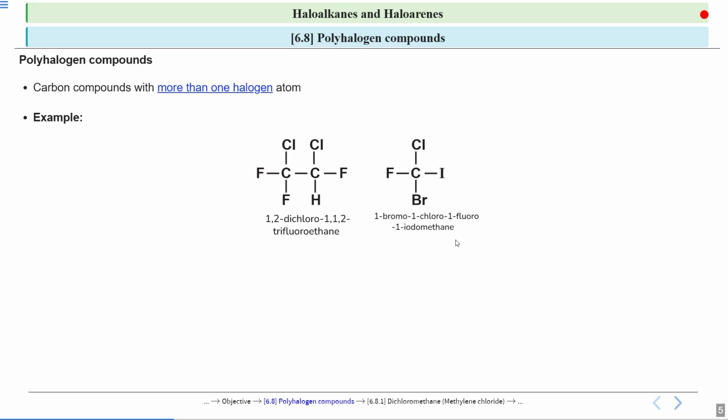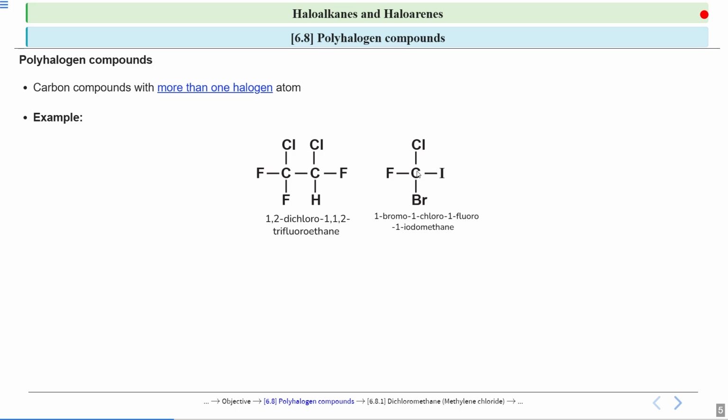The name is as per IUPAC nomenclature, and the names of the halogens are arranged in alphabetical order. Anyway, if you see these two structures, you can see that we have more than one halogen atom present in the same structure. In the first structure we have two chlorines and three fluorines, so more than one halogen atom is present, and this comes under polyhalogen compounds.